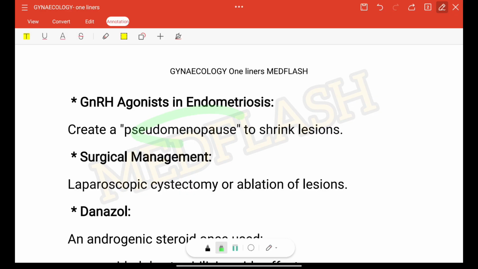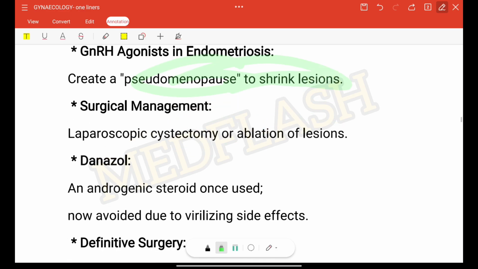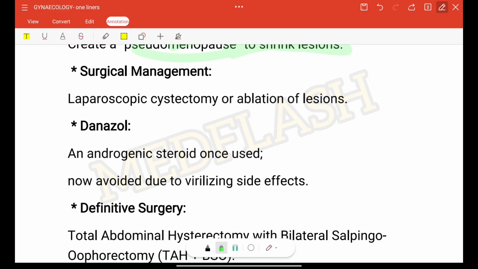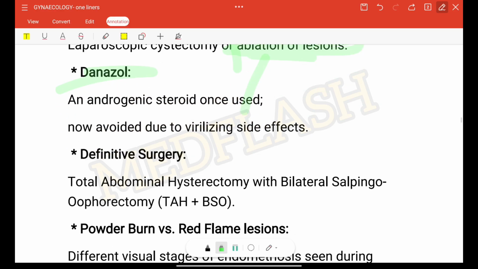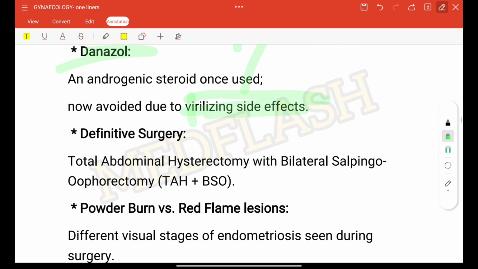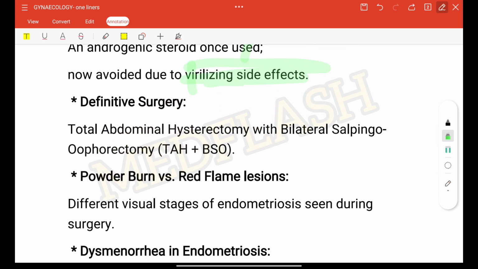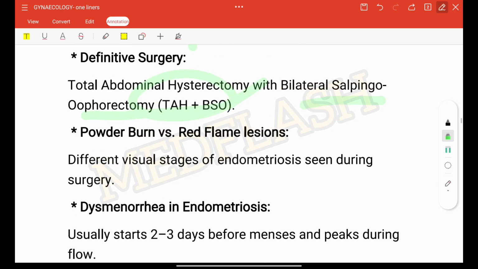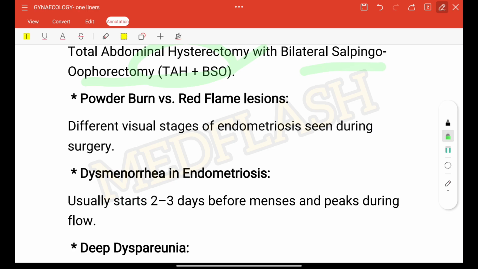Surgical management: laparoscopic cystectomy or ablation of lesions. Danazol, an androgenic steroid once used, is now avoided due to virilizing side effects. Definitive surgery: total abdominal hysterectomy with bilateral salpingo-oophorectomy. Powder burn versus red flame lesions are different visual stages of endometriosis seen during surgery.